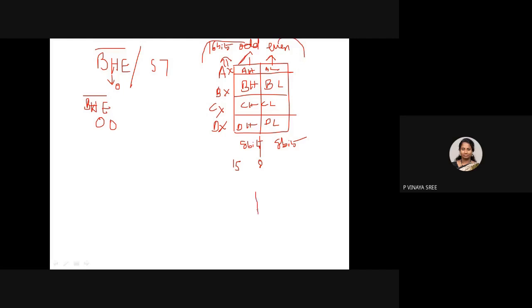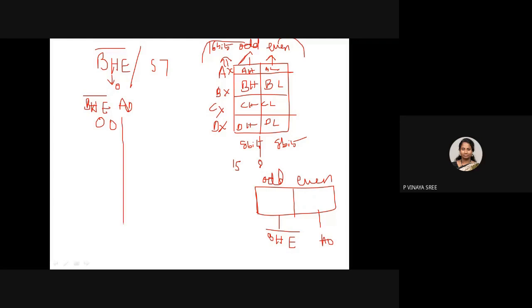So we have two bankings, right? One is odd banking, the other one is even banking. So for this to activate, we have used one pin called BHE bar. And for even, A0. Yes, A0. Good. So I'm combining this with A0.